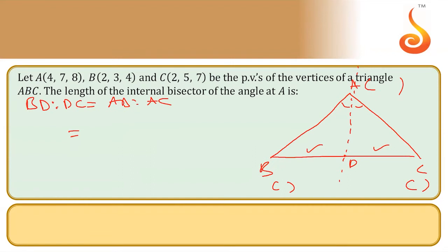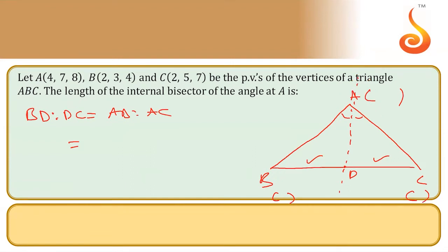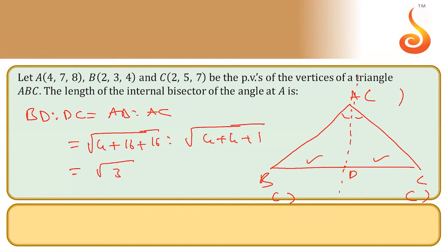Let us find AB is to AC. AB distance by 2 points. What comes? Root over 4 plus 16 plus 16 is to AC. Root 36 is to root 9. That means 2 is to 1. So you got the ratio 2 is to 1.